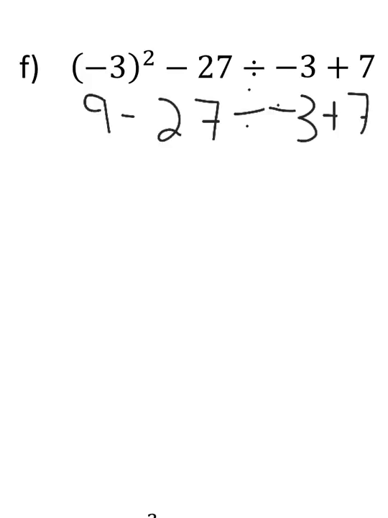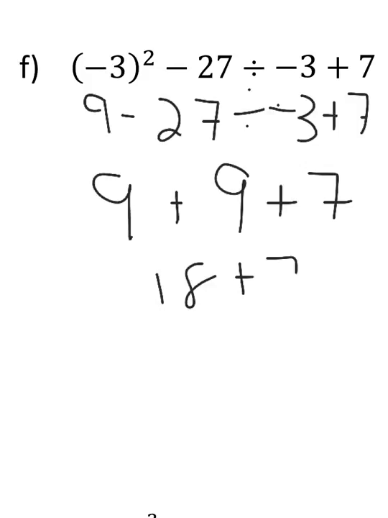I now see the division sign. I have -27 divided by -3. That's going to give us a +9, and I'm going to keep everything else working down the page. 9 plus 9 will then give us 18 plus 7. And again, there's an opportunity where you could skip a step, and we get to 25.